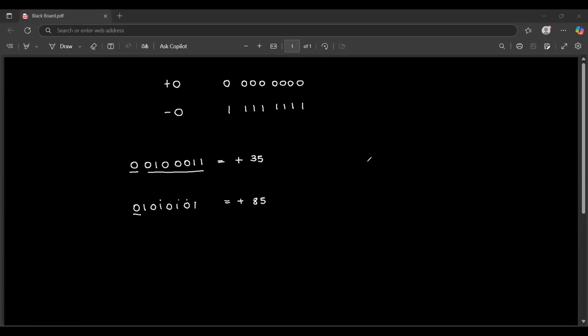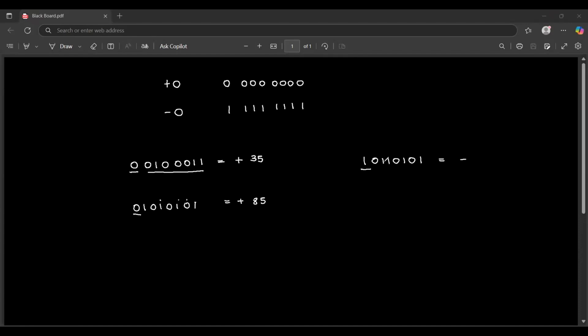Let's say you have a number like 1, 0, 1, 1, 0, 1, 0, 1. What can we do? Well, here the first digit, the most significant digit, is 1. So this is a negative number. That's what this means. If it's 0, it's positive. If it's 1, it's negative.